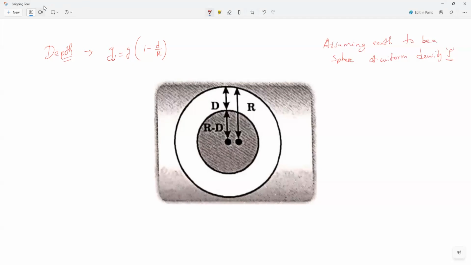Now if you don't know the formula, learn it. The mass of the sphere is equal to, basically, what is the density formula? Density is equal to mass by volume. From that, mass is equal to density into volume. Correct? What is the volume of the sphere?